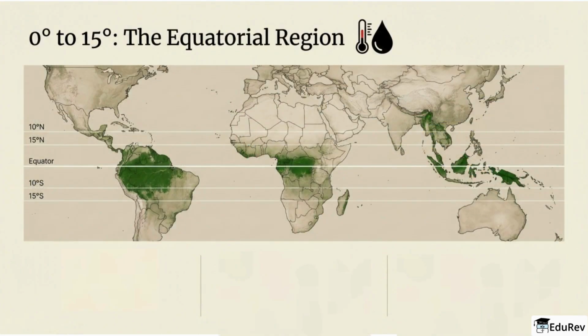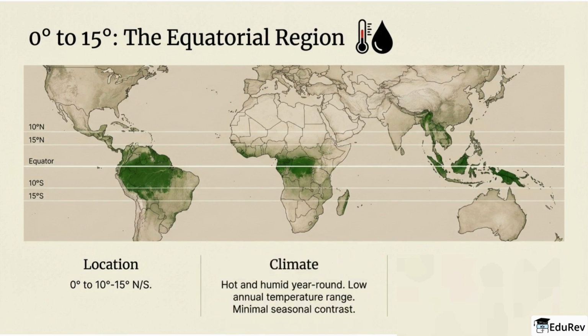Now begin at the equator. Between about 0 degrees and 10 to 15 degrees north and south, you get the equatorial region. Its climate is simple and relentless, hot and humid throughout the year. Annual temperature range remains low, and seasonal contrast is minimal. That means there is no real winter-summer drama here. The atmosphere stays warm, moist, and active almost all year, and that directly affects life.